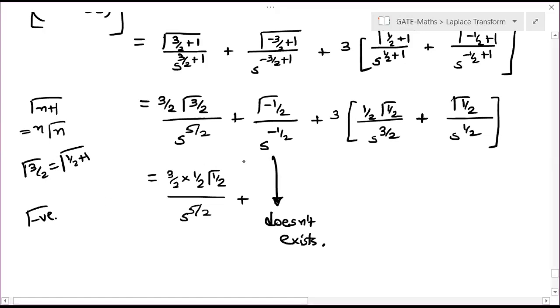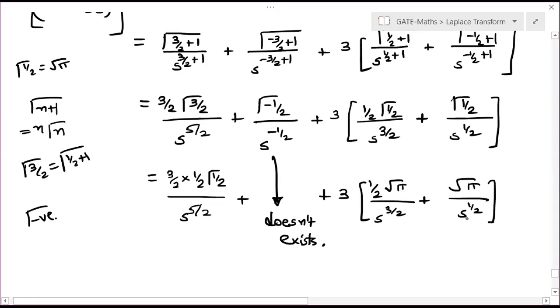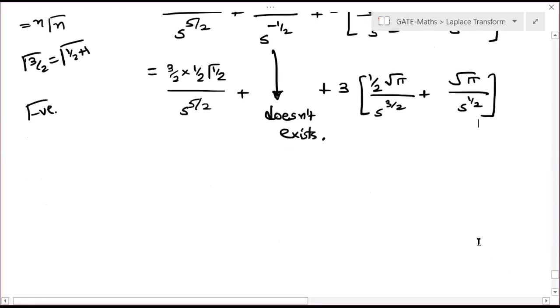Now, plus 3 times here 1 half. Now gamma half, I have told you also about this, that gamma half has a special value, that is root pi. So this will be your root pi divided by s to the power 3 by 2, plus gamma half, which has value root pi, divided by s to the power half. And here also in the next step we can write this gamma half as root pi. So it is equal to 3 ones are 3, divided by 2 twos are 4. This is our root pi divided by s to the power 5 by 2.